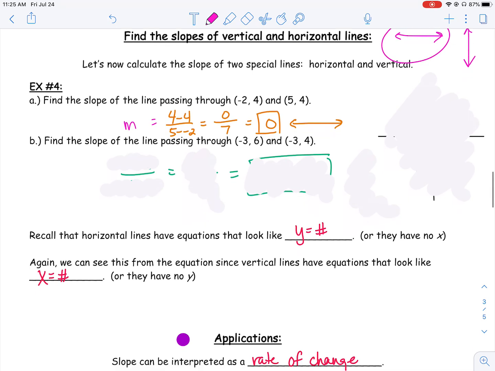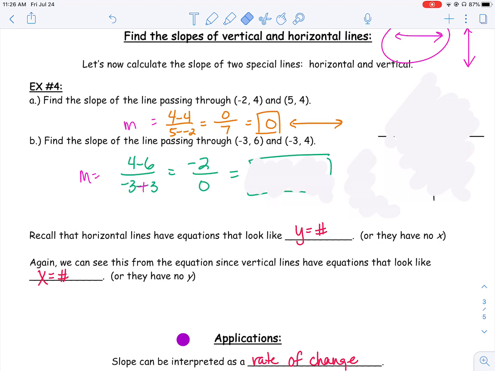What about this next one? Find the slope of a line that goes through the points -3, 6 and -3, 4. Let's find the slope. Let's do our rise over run. Let's do the difference of our y's. That's my y2 minus y1, 4 minus 6, over my x2 minus x1. That's -3 minus a -3. Those two negatives make a positive, and I ended up getting -2 over 0.